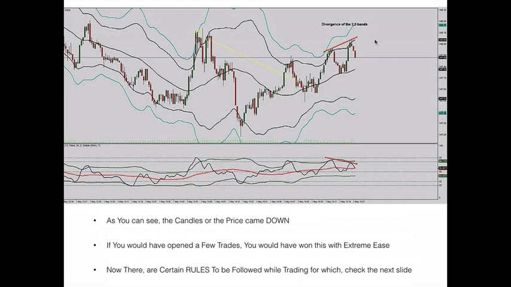So that is how you predict how the price is going to move. If you would have opened a few trades, you would have won this with extreme ease. I am so excited about this because this is making me money day in, day out, and it has taken me a lot of time to learn about it. You are getting this for the simplest and the easiest explanation. So try to understand what I am saying here.